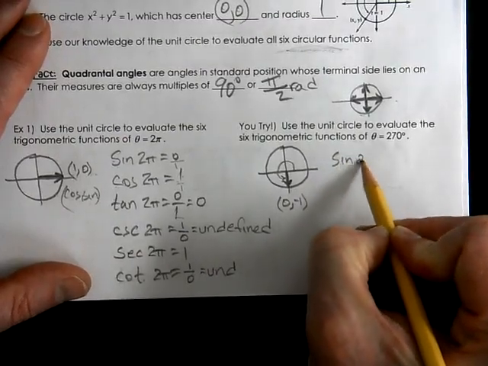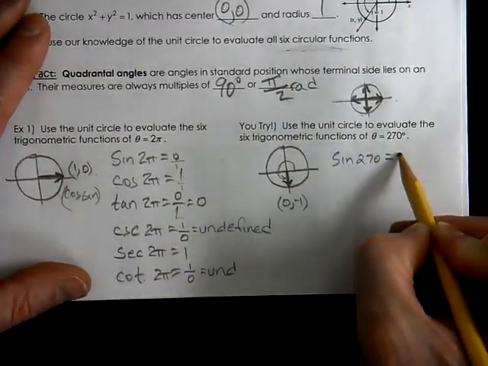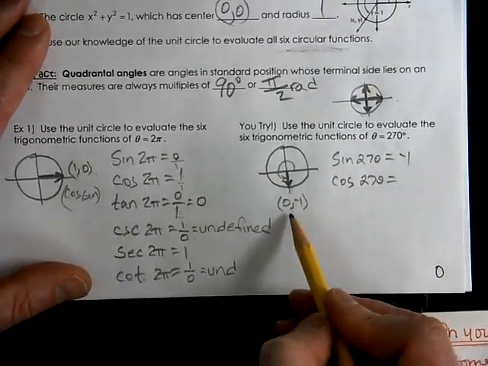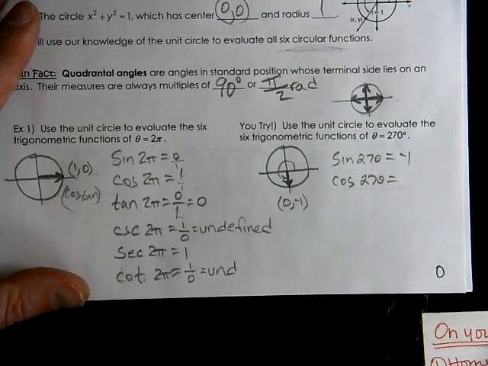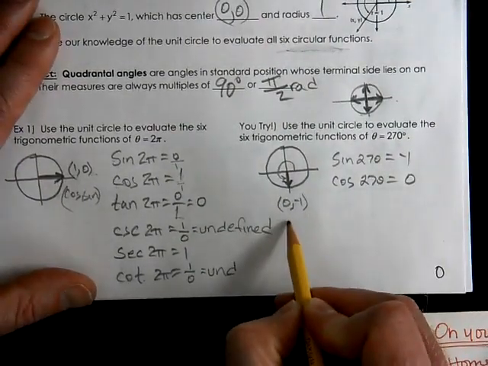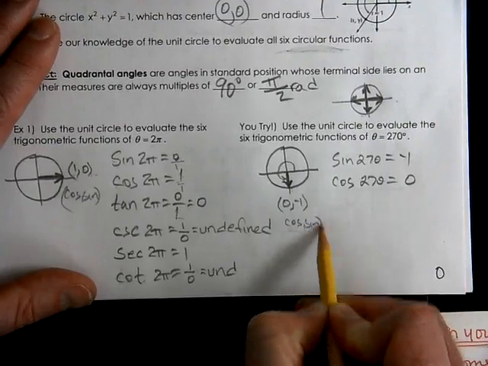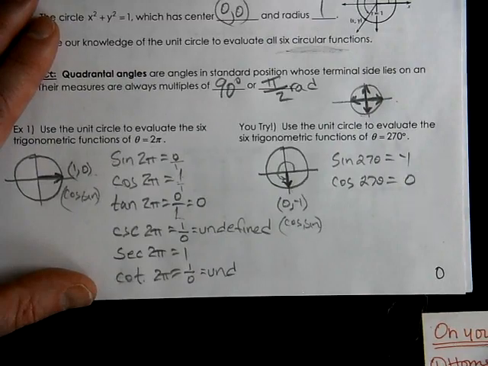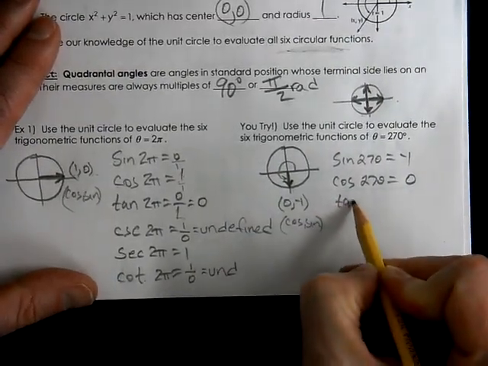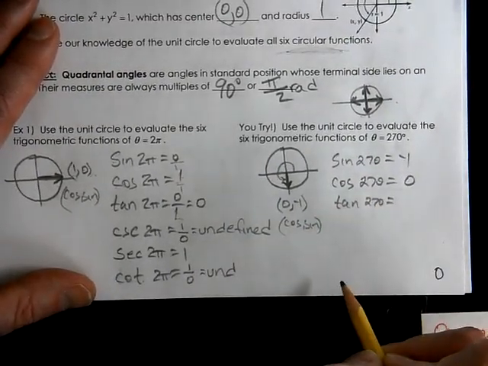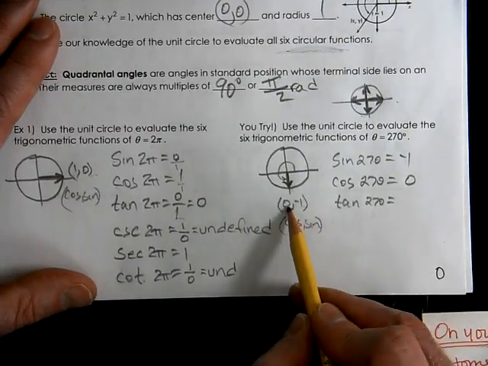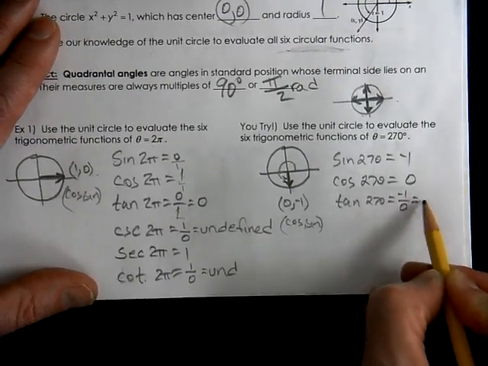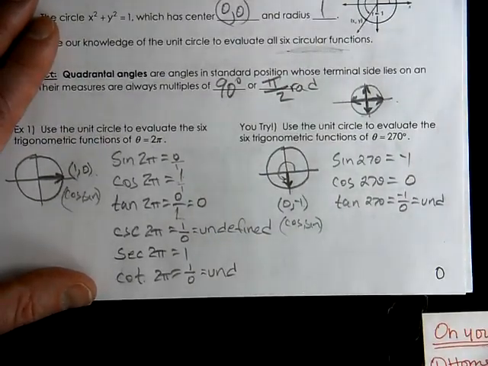So the sine of 270 degrees is the y value, which is -1. The cosine of 270 degrees is the x value. Because remember, this goes cosine, sine. It goes in alphabetical order, just like x comma y, cosine, sine. Tangent of 270 degrees would be the y divided by the cosine, y divided by x. And that's going to be undefined.